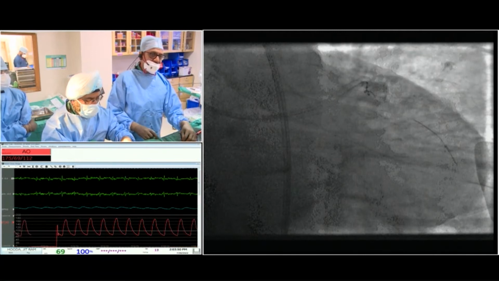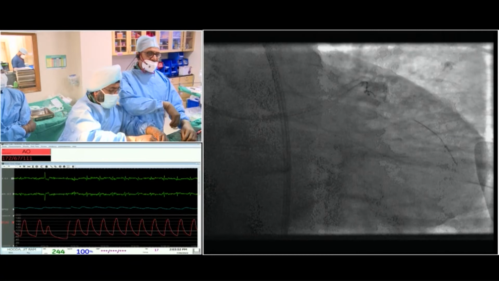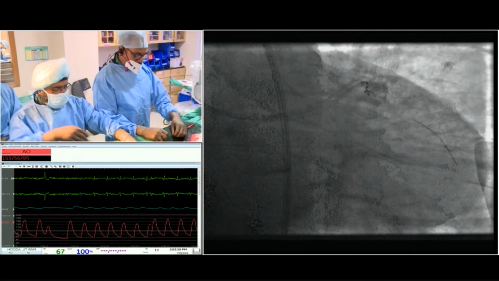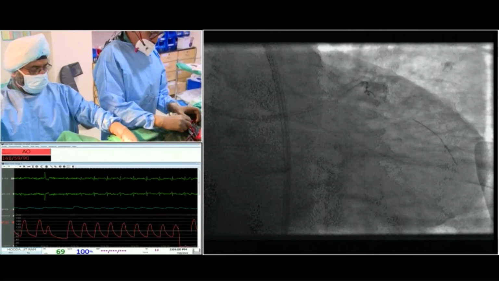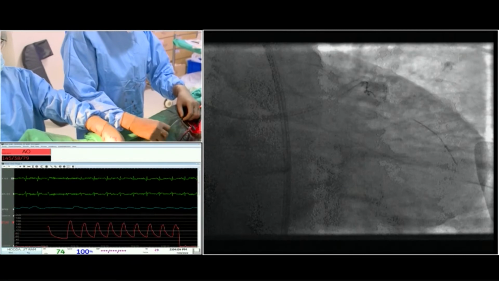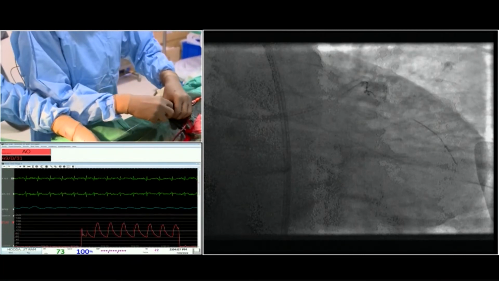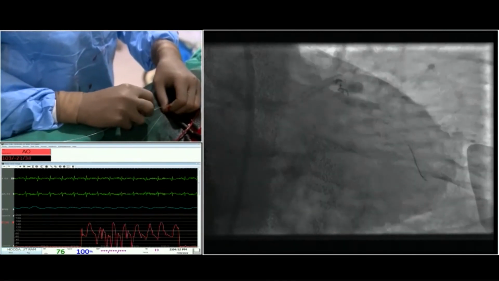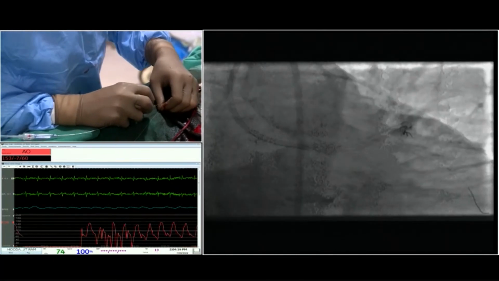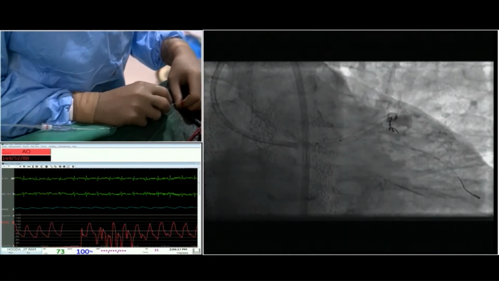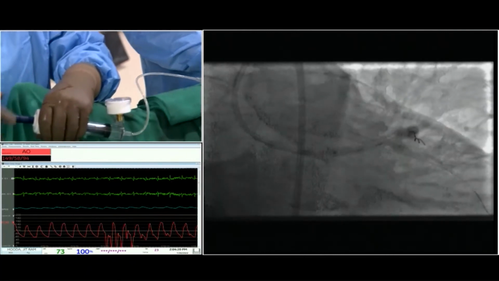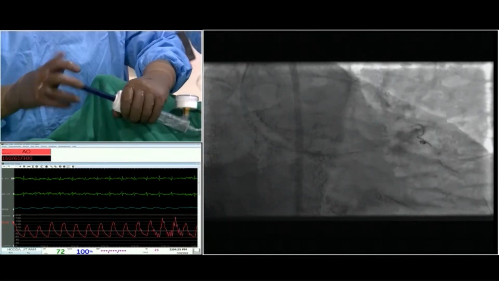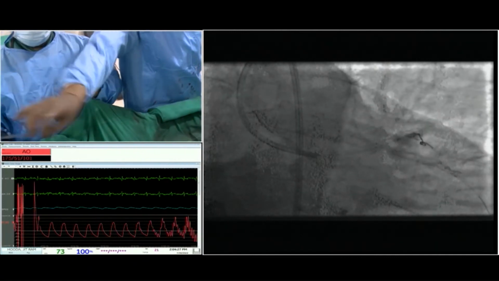Another highlight of this case is that I used a 1.75 burr here because the LAD was quite sizable, whereas the default size is 1.5 in most of our cases. I'm doing the final POT and we'll show you the IVUS thereafter. Go, 10, 12, 14, 16, 18, 20. Deflate. So that's with 4.5. Ritu, are you ready with the catheter?